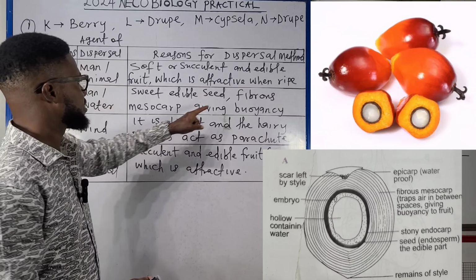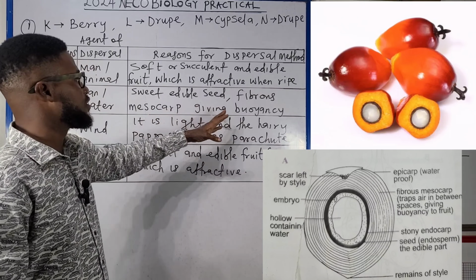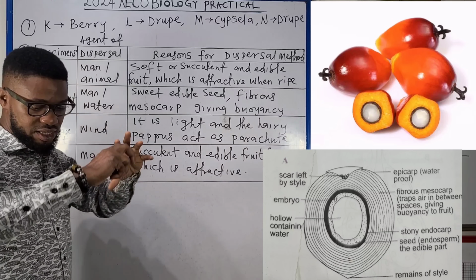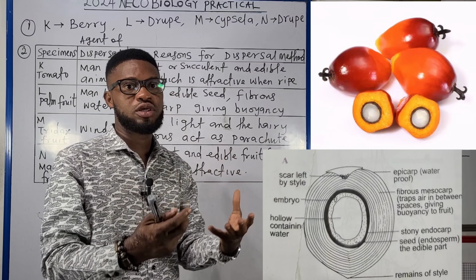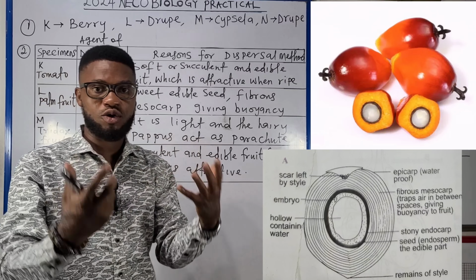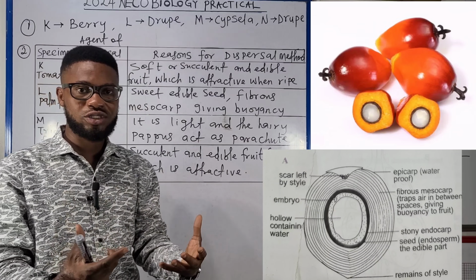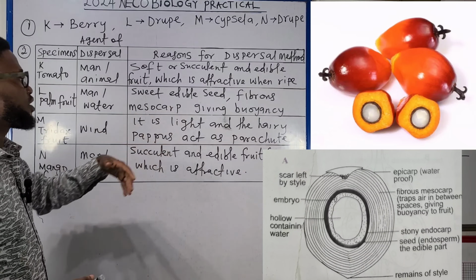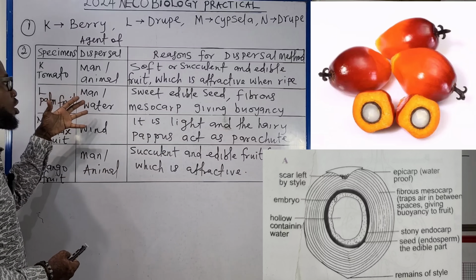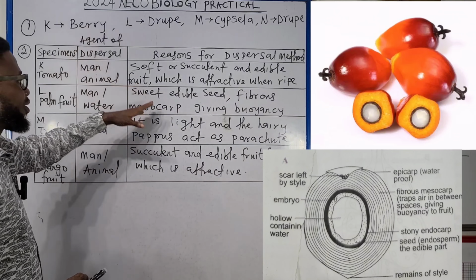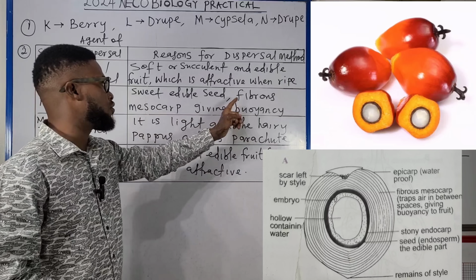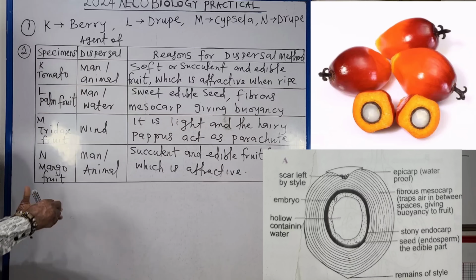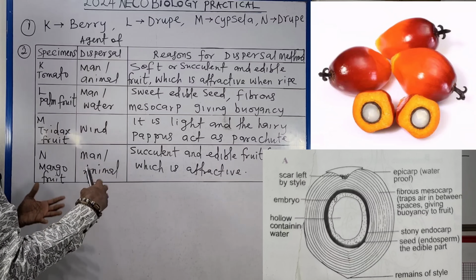So the thing is this: the fibrous mesocarp gives it buoyancy. If you place a whole palm fruit on a water surface, or let's say something like coconut, it is going to float because of the fibrous mesocarp giving it buoyancy. So water can as well stand there as an agent of dispersal because of the fibrous mesocarp that gives it buoyancy. It allows it to float on water.